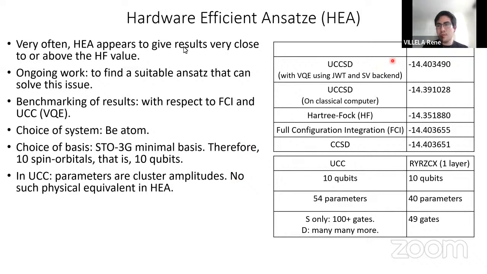And here in this table, for your reference, you see the ground state energy of the beryllium atom for different techniques. So this is the unitary coupled cluster singles and doubles using a simulated VQE procedure and the Jordan-Wigner transformation and the state vector backend. This state vector backend just means that we are simulating ideal quantum computing conditions. We are not artificially introducing noise. So this is supposed to mimic a perfect quantum computer.